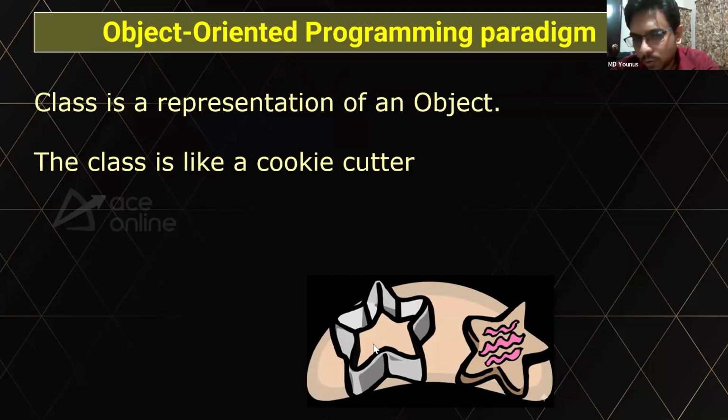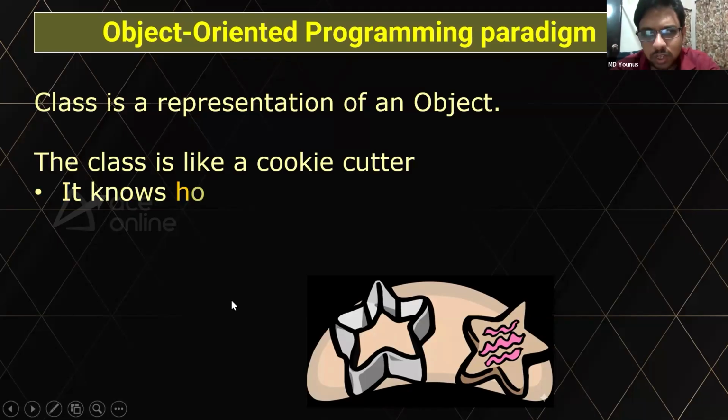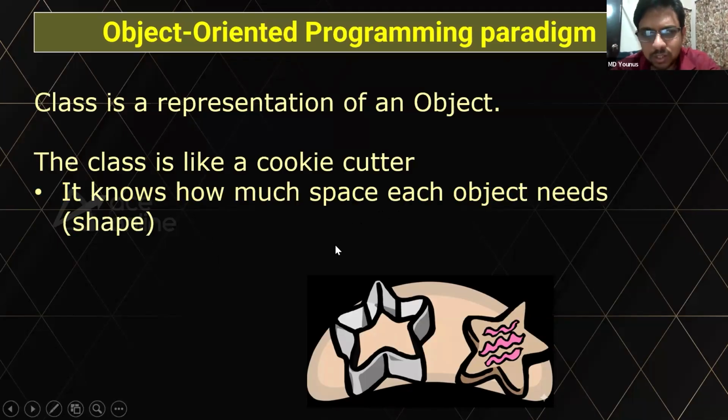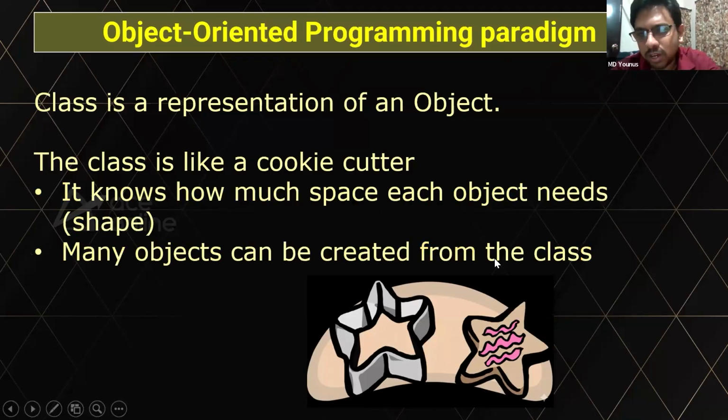How many cookies can you make out of this same shape? Only 500, Vamshi? Infinite, any number, right? Any number of cookies you can make once you have this mold ready. The class defines how much space each object needs. Many objects can be created from the shape. From this particular class, you can create any number of cookies. So basically, a class is like a structure.